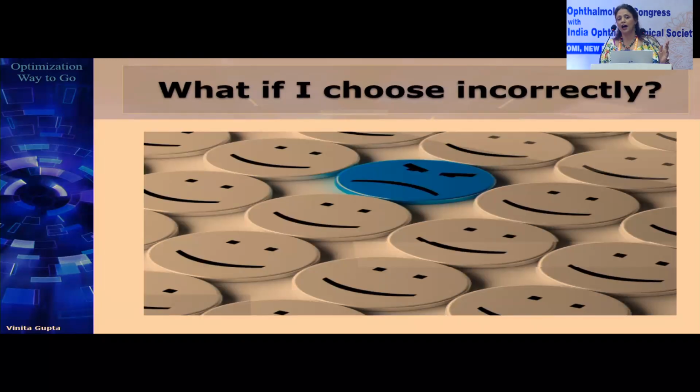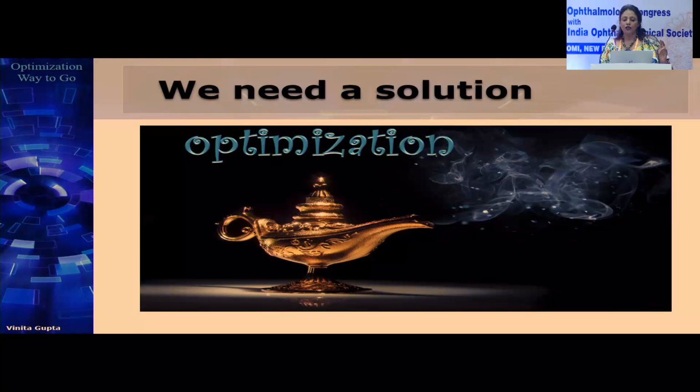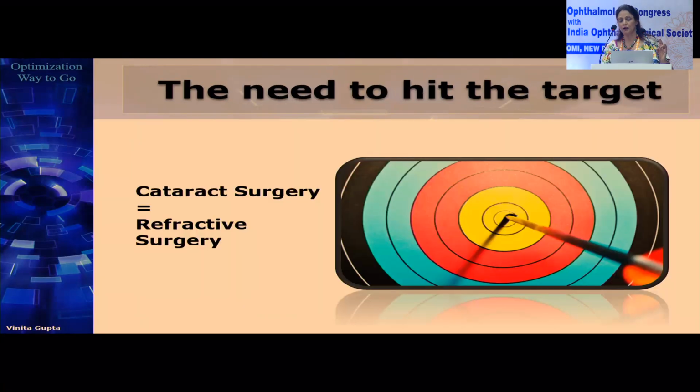So what is happening? Because of these problems which are inherently there, I may be choosing incorrectly, and I may be landing up with a patient where I have done an excellent surgery, my cornea is pristinely clear next day, the eye is quiet, but the patient is still unhappy. This is because he has landed up with a high refractive error. So what do I do? The need is optimization. Because as Vanity said, not even the toric IOLs, every cataract surgery is now a refractive surgery.